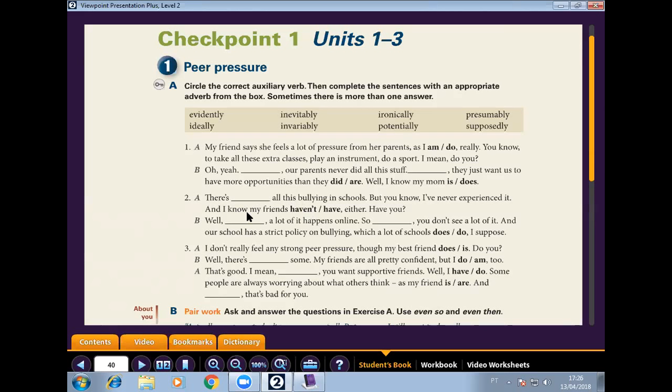Supposedly, a lot of it happens online. So inevitably, you don't see a lot of it. And our school has a strict policy on bullying, which a lot of schools, and then we have do and does. Since we are talking about a lot of schools, it is in the plural. So I cannot use does. We have to use do.